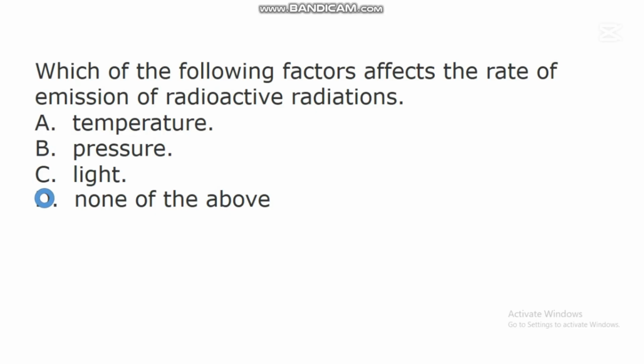radioactive radiations are emitted from radioactive atoms without being affected by different external factors like temperature. So, temperature does not affect the rate of emission of radioactive radiation. Pressure does not have effect on the way radiations are emitted from a radioactive source. Even light does not affect the rate of emission of radioactive radiations. All these factors don't affect the rate of emission of radioactive radiations. A radioactive nucleus disintegrates spontaneously to emit radiation and energy.